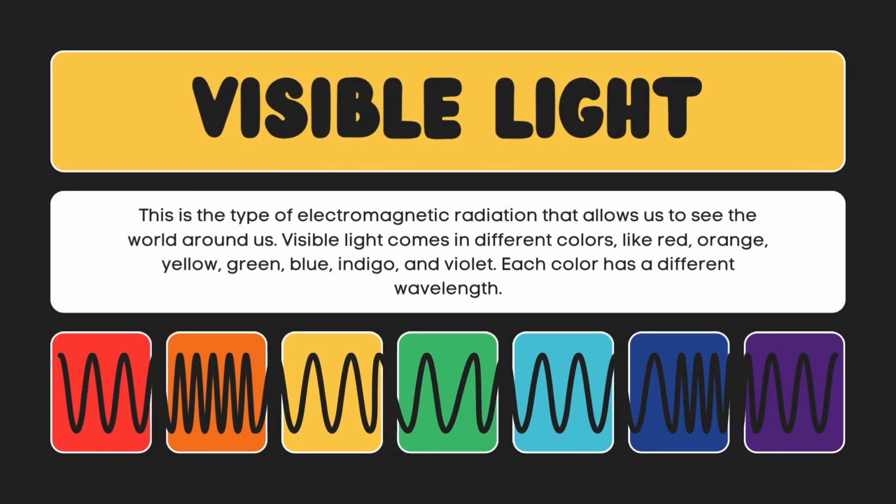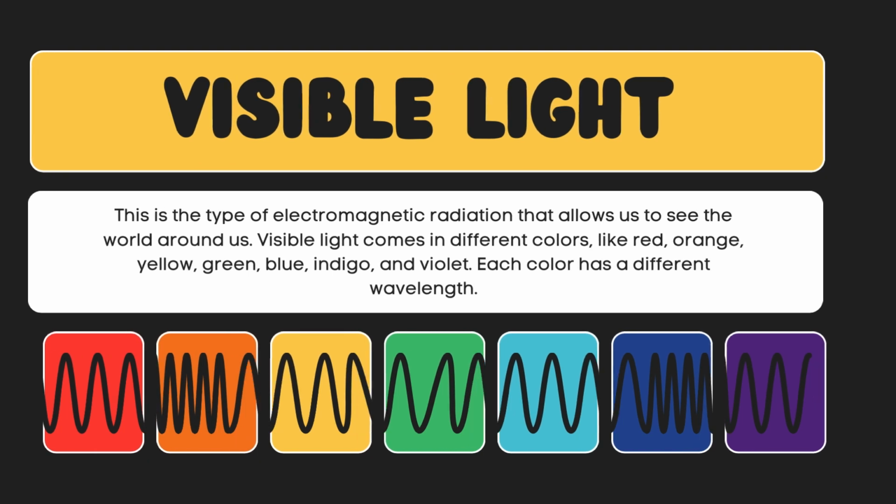Visible light. This is the type of electromagnetic radiation that allows us to see the world around us. Visible light comes in different colors, like red, orange, yellow, green, blue, indigo, and violet. Each color has a different wavelength.